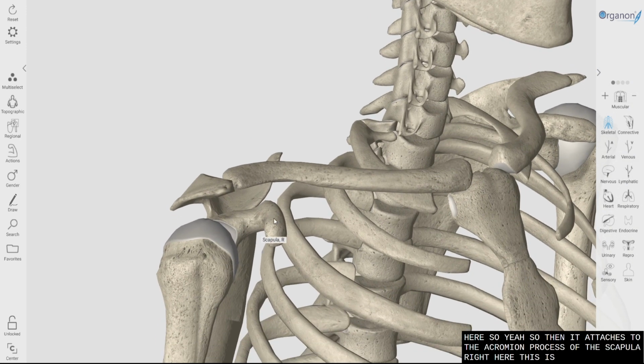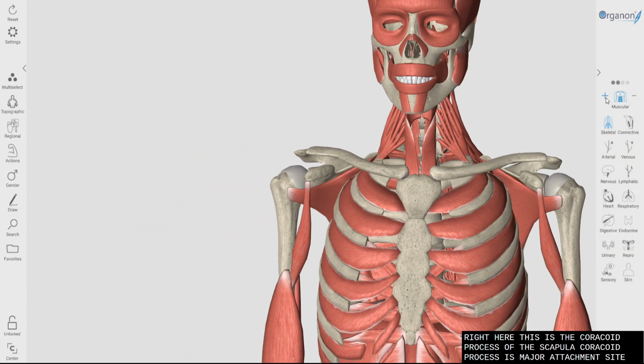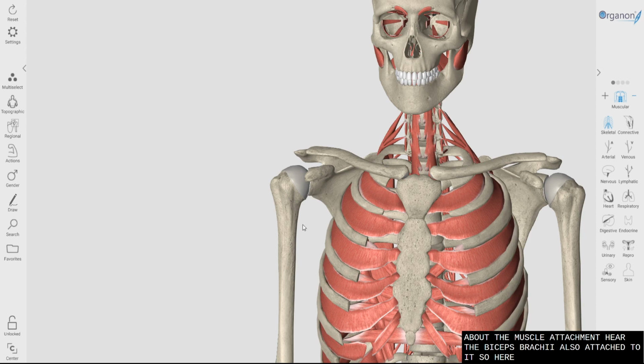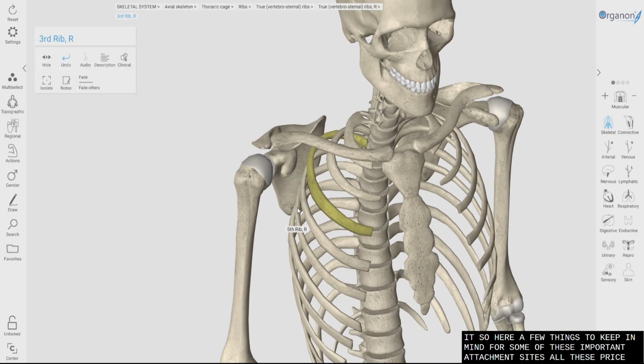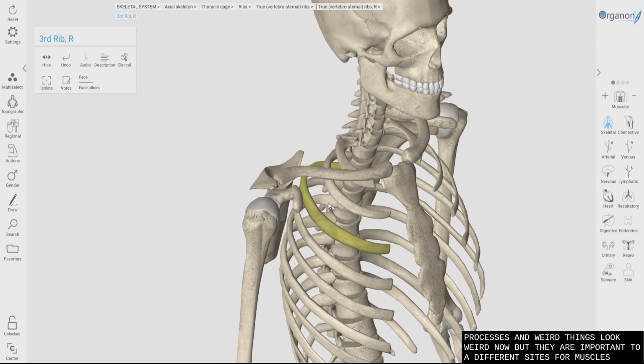This is then the coracoid process of the scapula. Coracoid process is a major attachment site. We add a muscle, look at that right there, the coracobrachialis. Oh, look at that. Doesn't that make sense? The coracobrachialis attaches to the coracoid process. All this will start coming back when we talk about the muscles. Oh, look at this other attachment here. The biceps brachii also attaches to it. So here, a few things to keep in mind for some of these important attachment sites. All these processes and weird things look weird now, but they are important attachment sites for muscles coming up later.